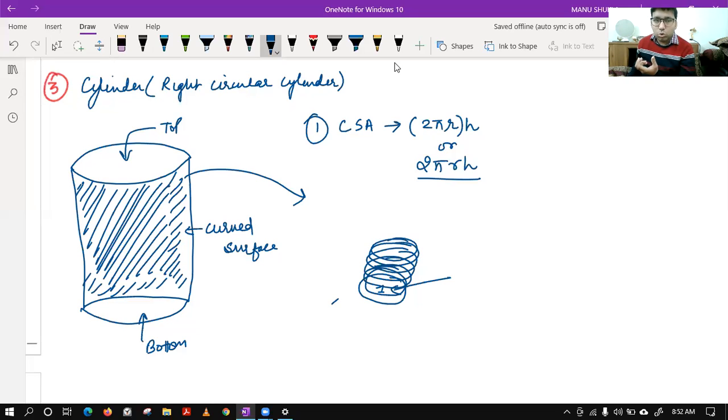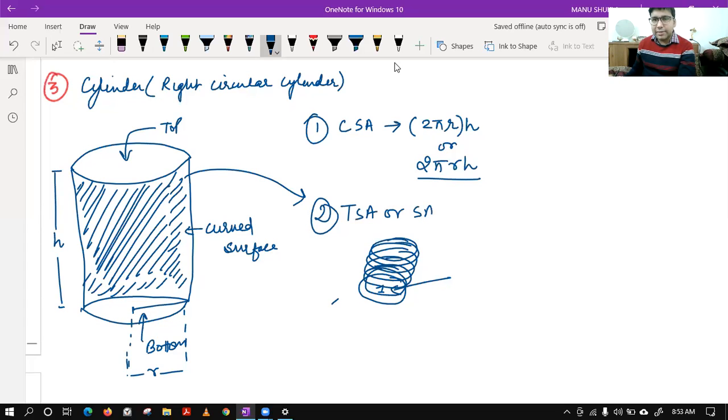Okay, so it is not that we are just learning things, we are trying to understand why we are using this formula. So this is your radius r, this is your height h. Now curved surface area is done. The next concept is surface area or total surface area. Let us think about that.